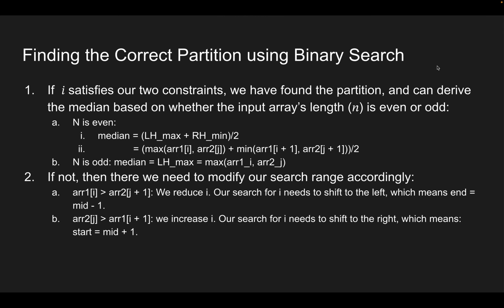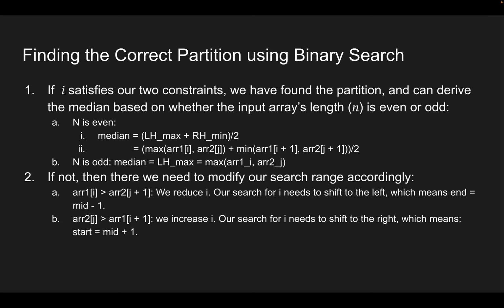We have two cases. So case 1: if i satisfies our two constraints, then we have found the partition, which means we found the correct value for index i, and we can derive the median based on whether the input arrays' total length is even or odd. So if it is even, then the median is going to be equal to the quantity of the maximum element of LH plus the minimum element of RH, divided by 2. And if you just do a simple substitution, then you get the expression listed below. Now, if it is odd, the median is going to simply be the maximum element of LH, which is going to be the maximum of array 1 at index i and array 2 at index j.